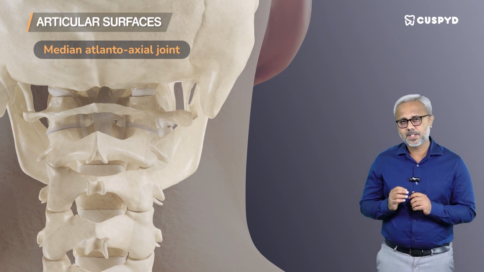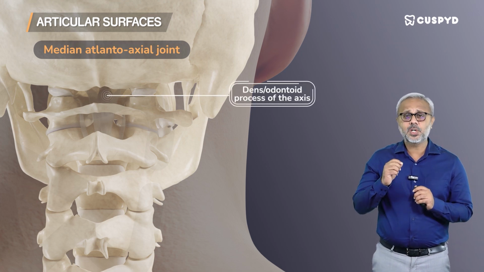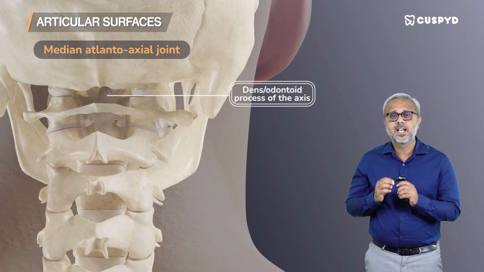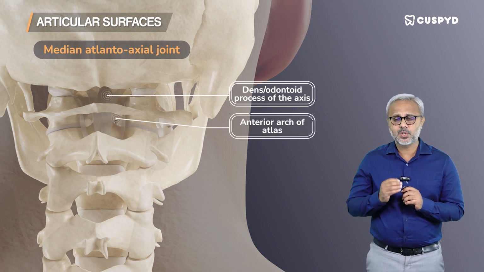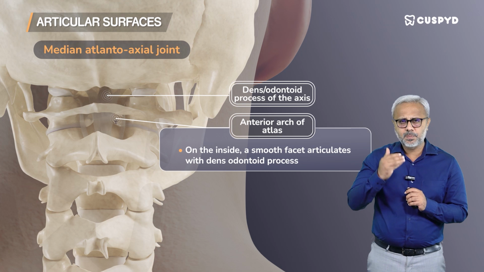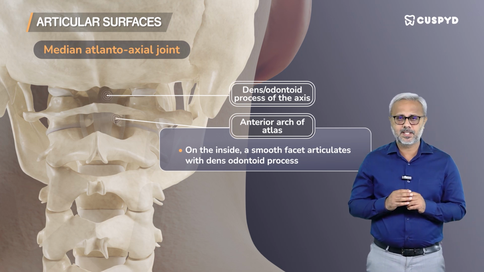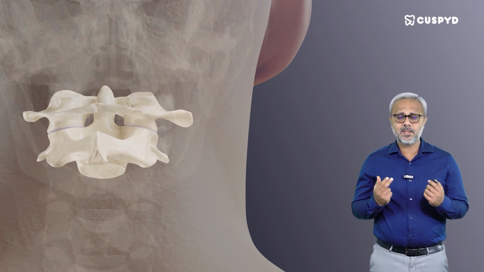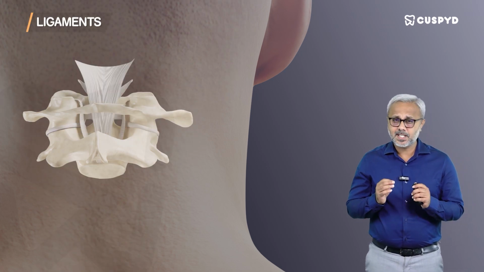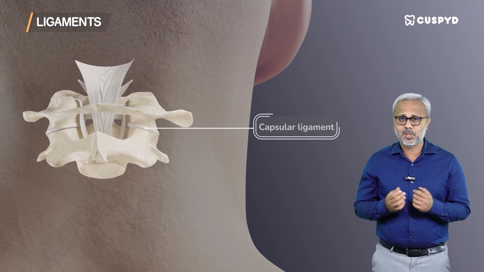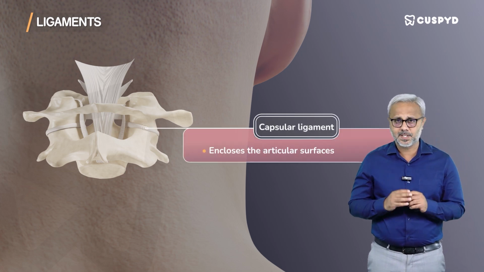The articular surfaces, as we can see, are formed by the dens or the odontoid process of the axis and the anterior arch of atlas. The anterior arch of atlas on its inside has a smooth facet for articulation with the odontoid process or the dens. This is regarding the type and articular surfaces. What about ligaments? The first ligament, of course, is the capsular ligament. The capsular ligament will enclose the articular surfaces.